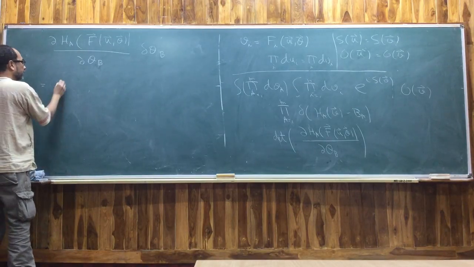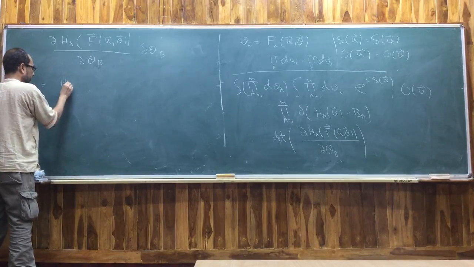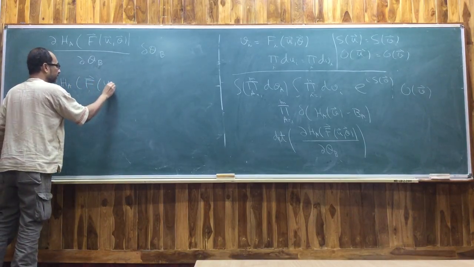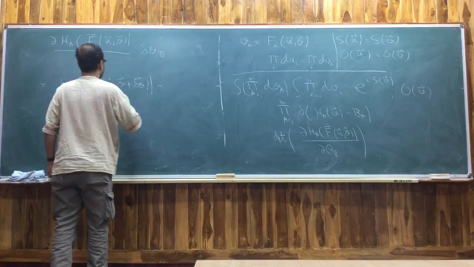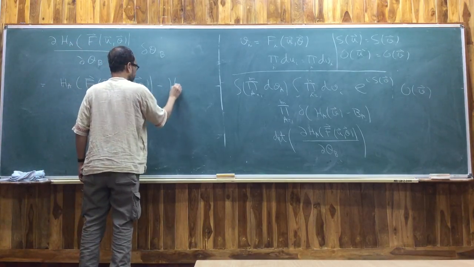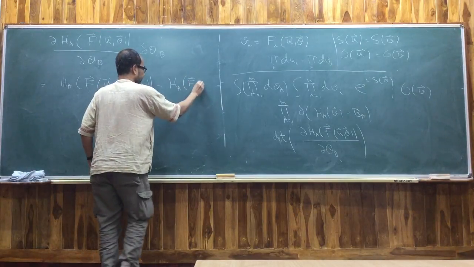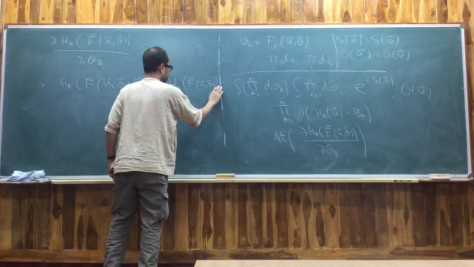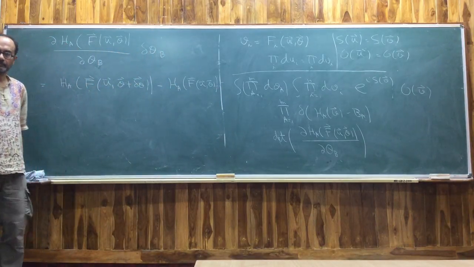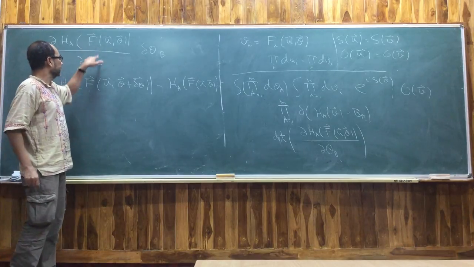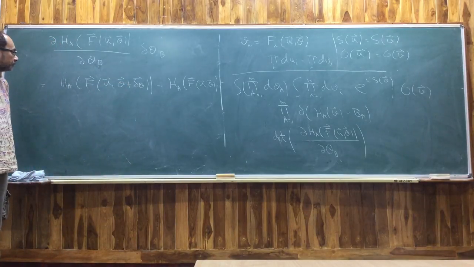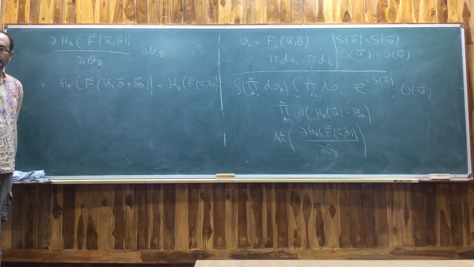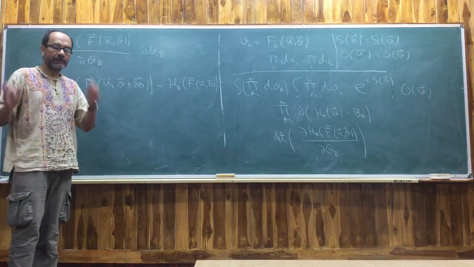So this is given by H_A of F(theta plus delta theta) minus H_A of F(theta). Well, this is a change under a change from theta to theta plus delta theta. Okay? So this is clear? Is this okay? So now we use the group property.